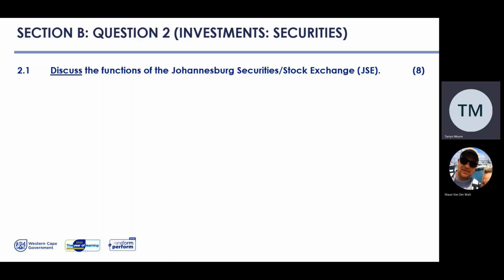So first and foremost, please remember that the question is going to give you a cognitive verb. That cognitive verb tells you exactly what you need to do. What is the topic? In this case, the cognitive verb is discuss. And the topic is the JSE in terms of the functions. And now learners tend to stop reading. They see the full stop and we're done. No, we're not, grade 12s. We are now looking at how many facts must I be able to give.